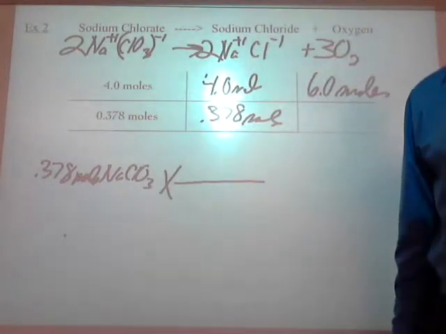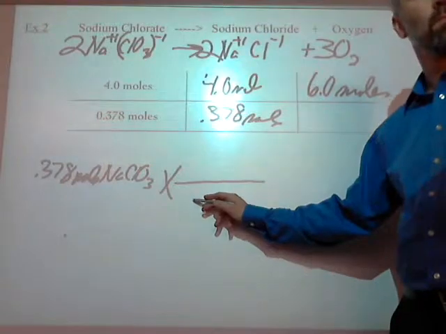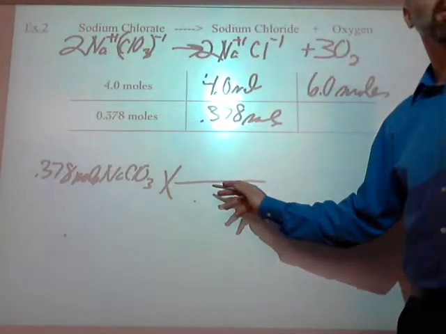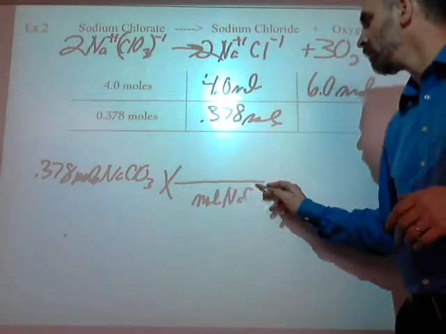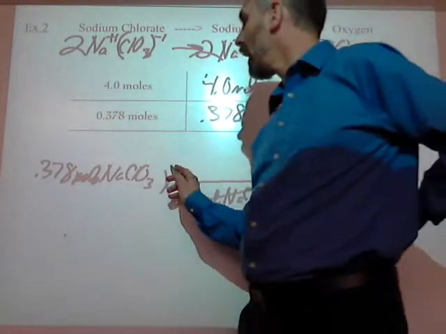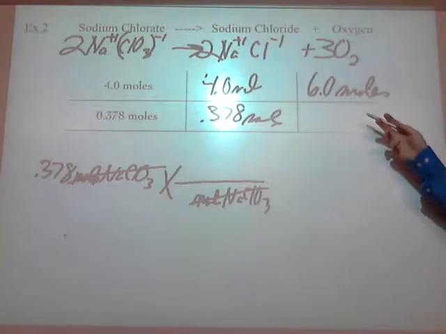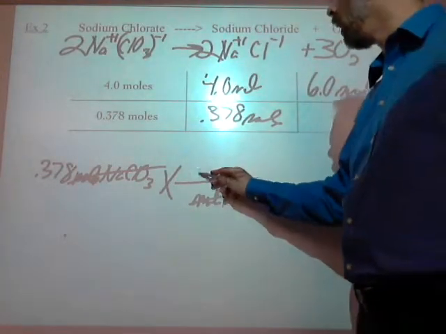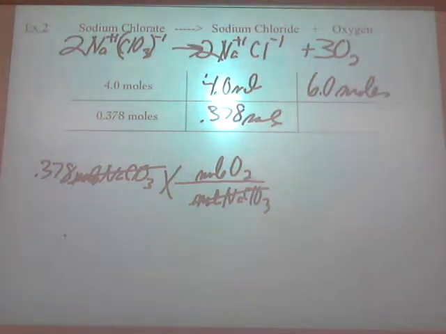What units have to go on the bottom? On the bottom. What units, though? Moles of NaClO3. Everybody agree? Because that has to cancel. Everybody agree? And what units are going to go on the top? What am I looking for? Is this blank thing right here? What do I want in there? I want moles of oxygen. Good.